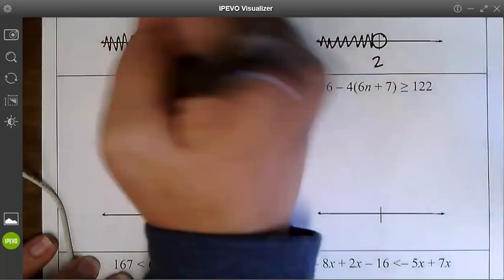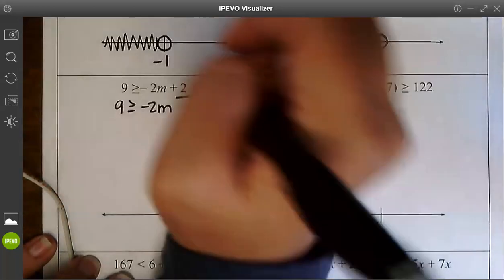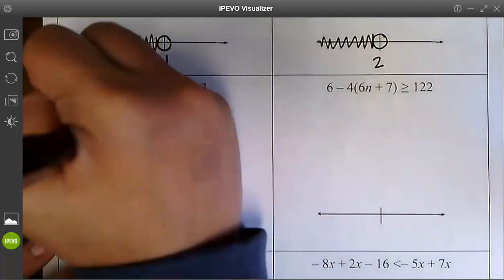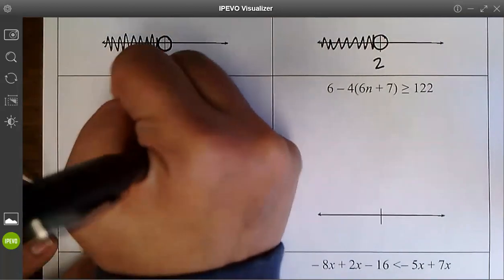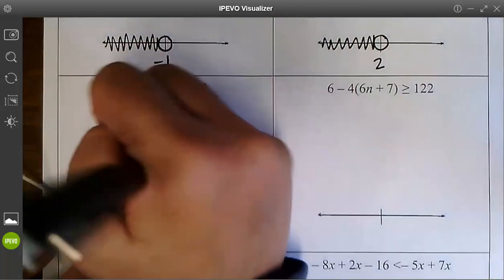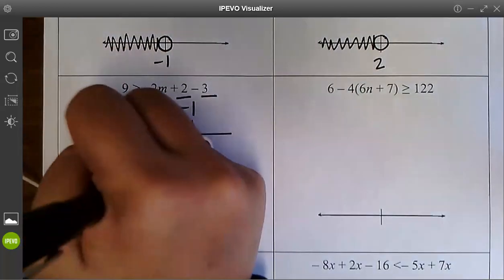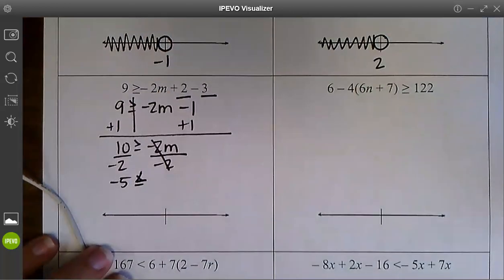The next one, combine my like terms. I have 9 is greater than or equal to -2n minus 1. Add my 1 to both sides. 10 is greater than or equal to -2n. Divide both sides by -2. And you get -5 is less than or equal to, because I divided by a negative, m.